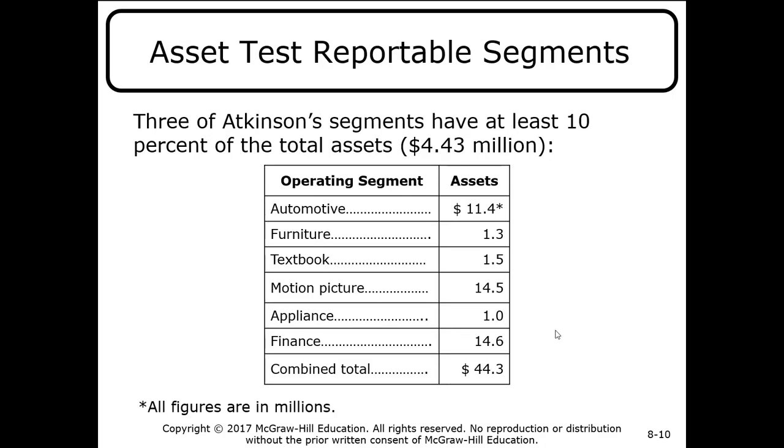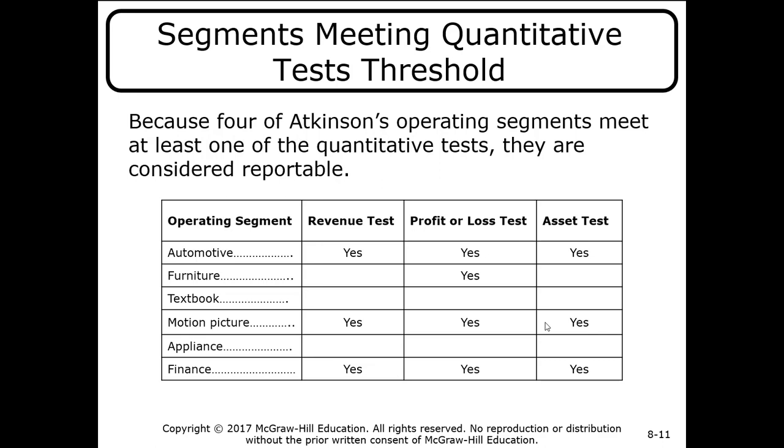And then lastly, the assets. The assets total 44.3, so 4.4 is the threshold: automotive, motion picture, and finance. In order for a segment to be qualified and reported separately in this footnote under segment reporting, it has to meet just one of these 3 tests. Automotive met all three, as did motion picture and finance. Furniture only met the profit and loss test, but yet it is included. The only two that are excluded from this reporting are textbook and appliance.